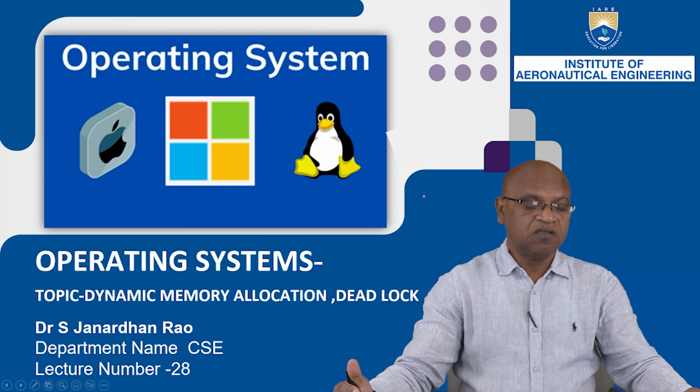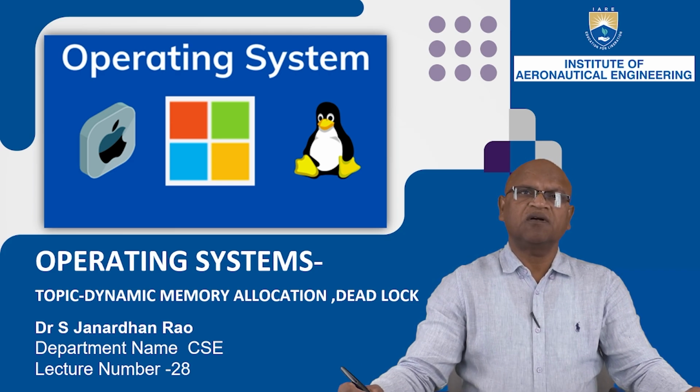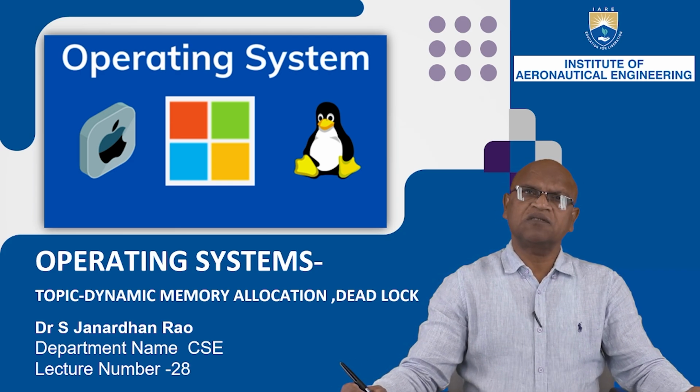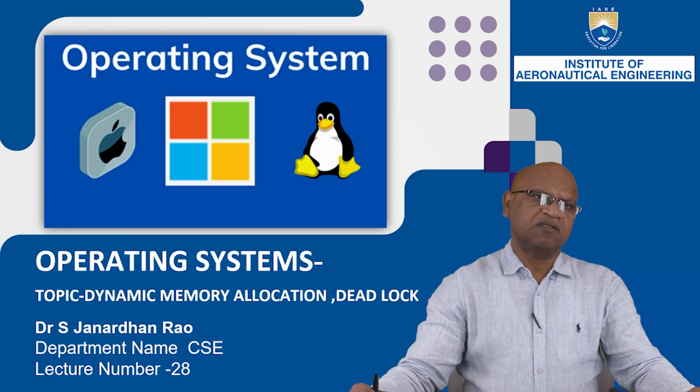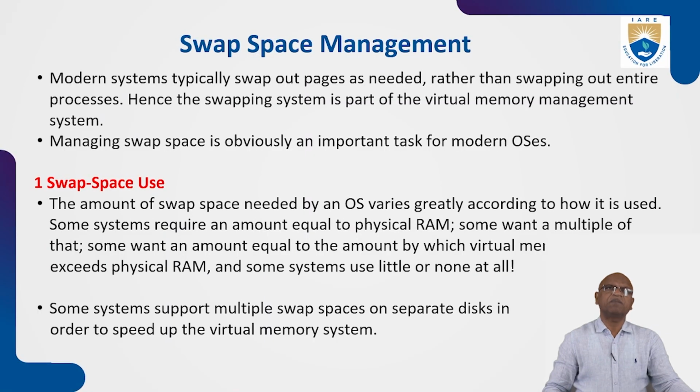We are discussing operating systems. We have covered different topics and concepts. Today, we'll discuss dynamic memory allocation and deadlock concepts. Previously, we discussed swap space management. Modern systems typically swap out pages as needed rather than swapping out entire processes. Hence, the swapping system is part of the virtual memory management system. Managing swap space is obviously an important task of modern OSs.